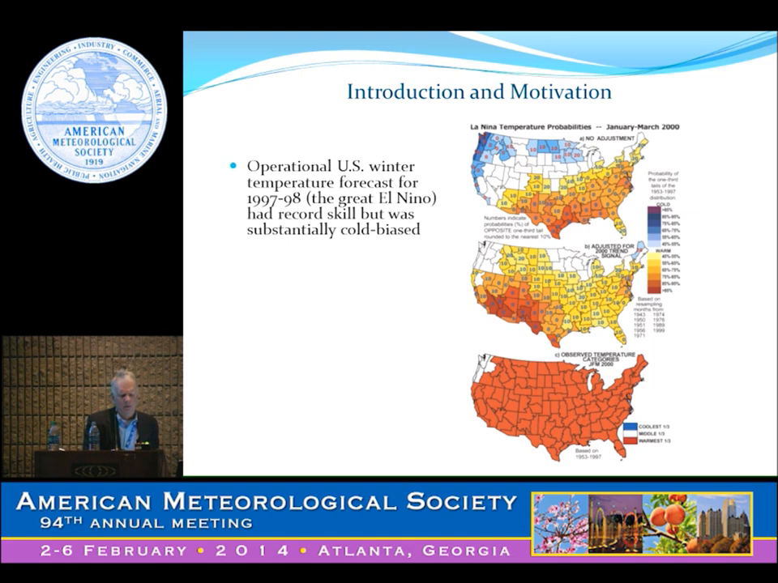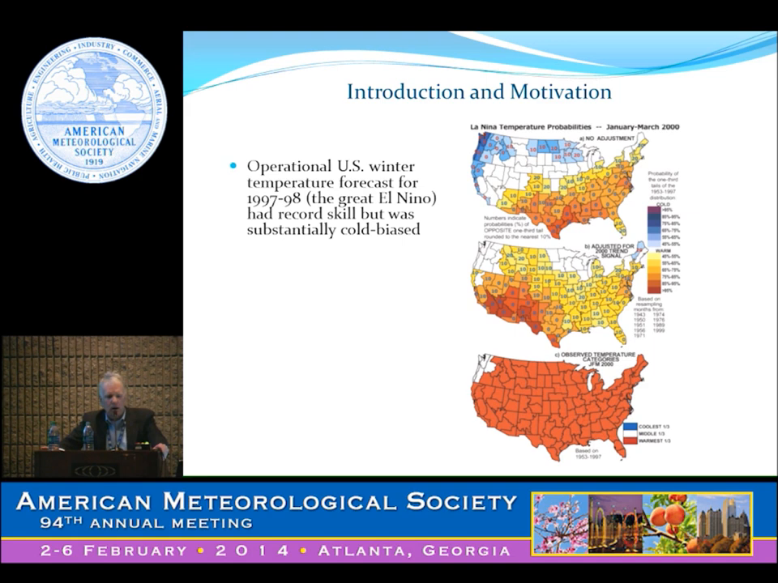Okay? I first ran into this problem head on in the spring of 1998. We had just verified our winter forecast for the Great El Nino of 97-98. That particular forecast turned out to have a record skill score for temperature. In fact, it was very good for precipitation as well. But it was an all-time record for temperature.